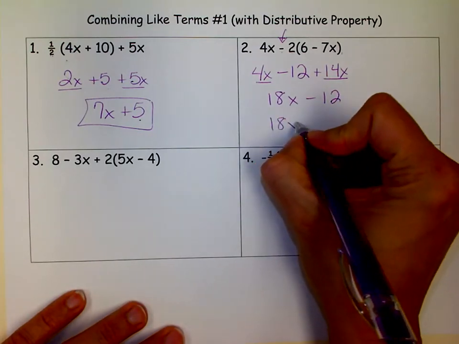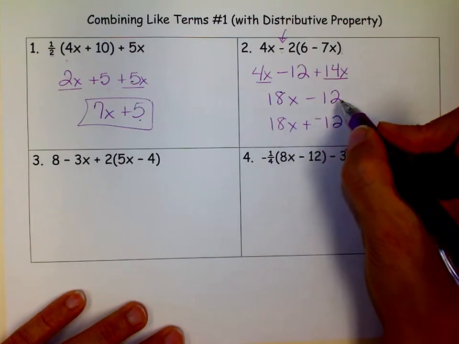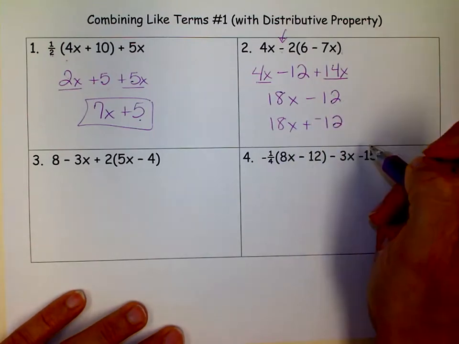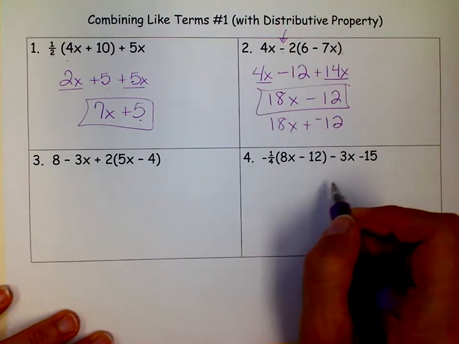Some people prefer to write it like this. Remember, it's the same thing. These two are the same. If you want to say 18x minus 12 or 18x plus a -12, it's the same. Whichever one you like. I like this one better.